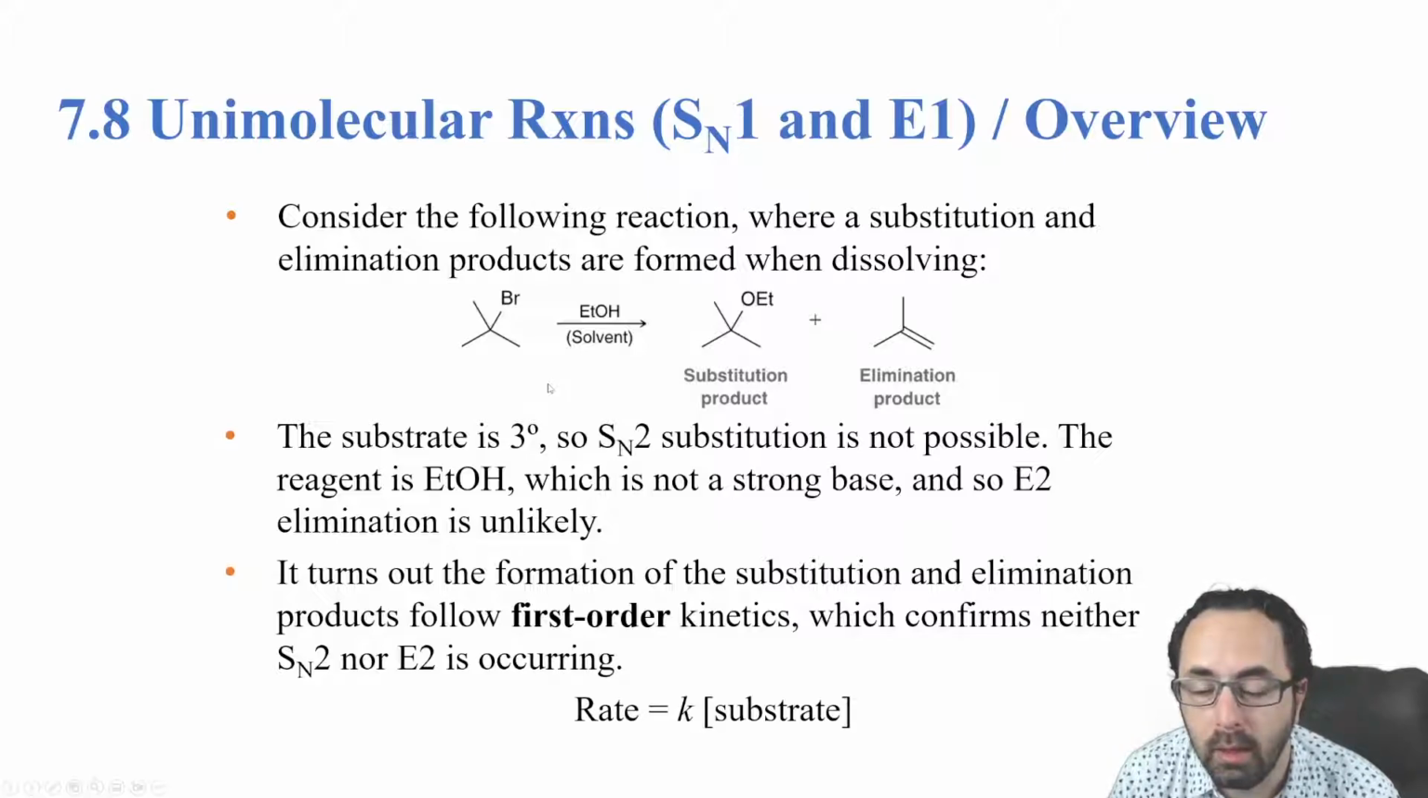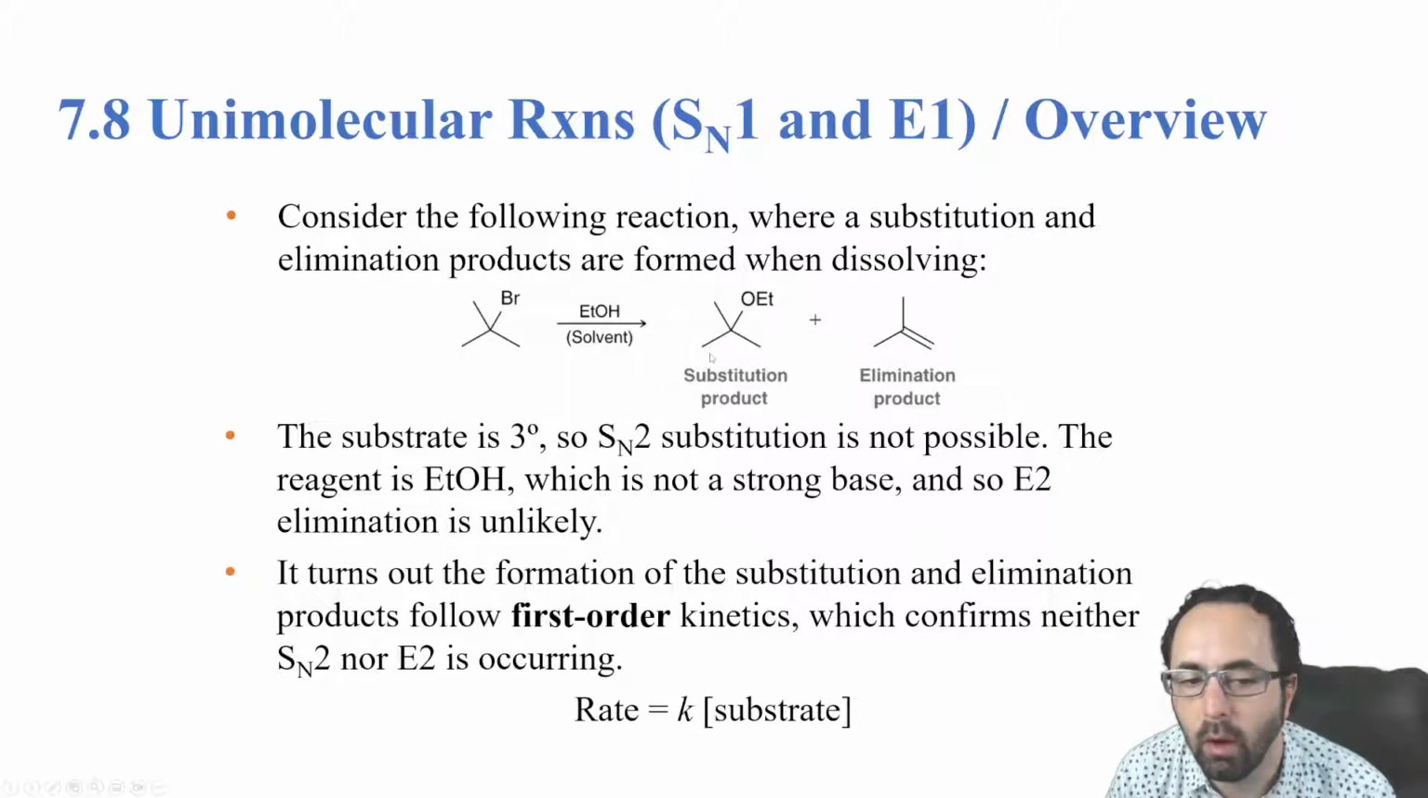In these unimolecular reactions, what we're going to see is that the leaving group leaves first. And we can ultimately have, again, like with E2 and SN2, for any substitution or elimination reaction, either product. We can replace the leaving group with the base/nucleophile here. Here it's ethoxide, so the bromine is replaced with the ethoxide. Or we can have an elimination in which a double bond is formed.